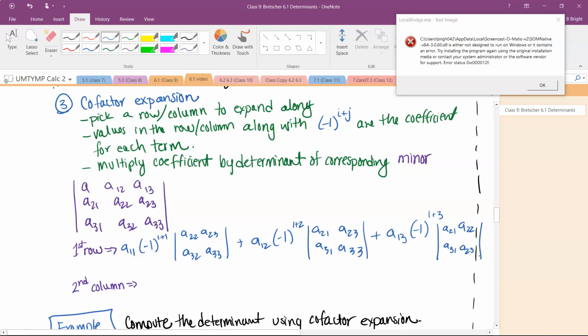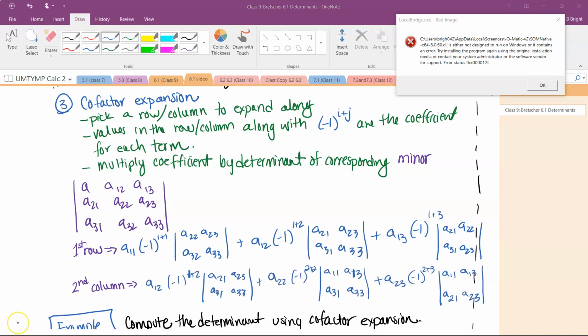So just as a practice, I want you to write out what it would be expanding along the second column. So pause the video, try that out. And you can see my answer here. If there are any typos, I apologize, but you get the idea. Just double check your work with my work.